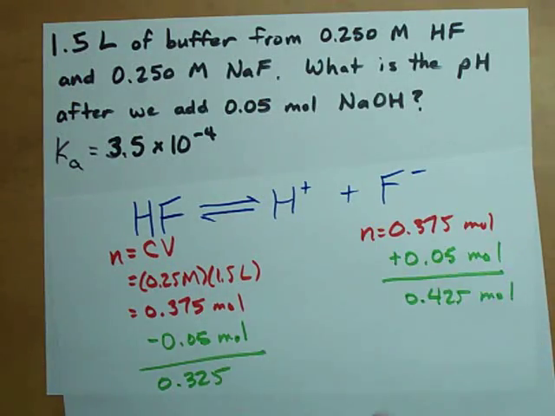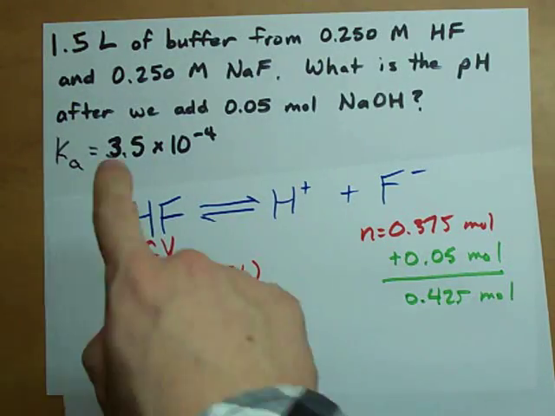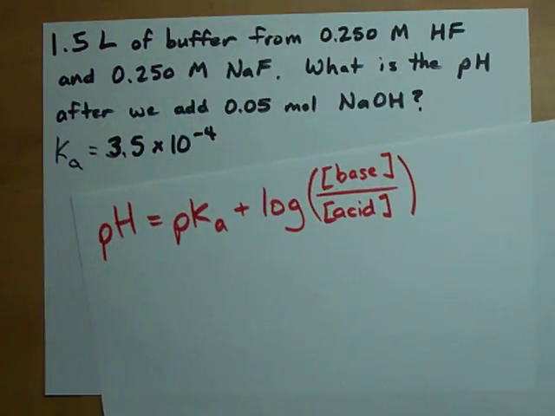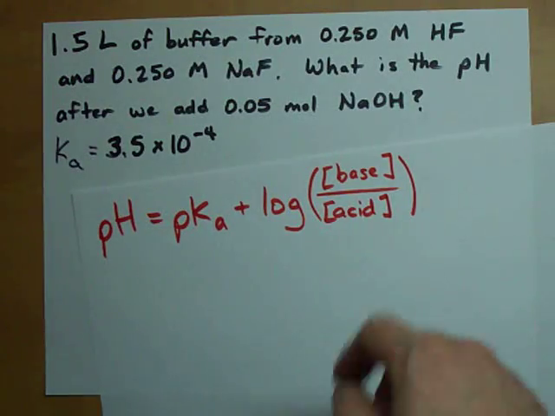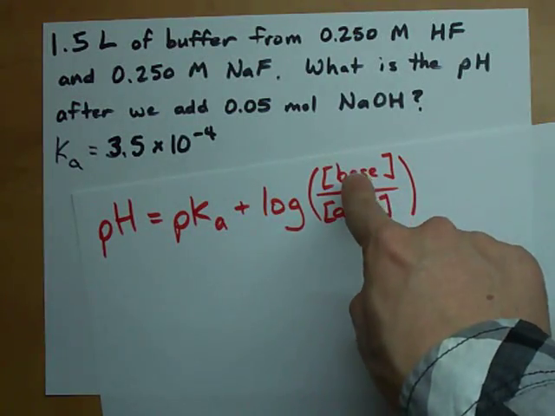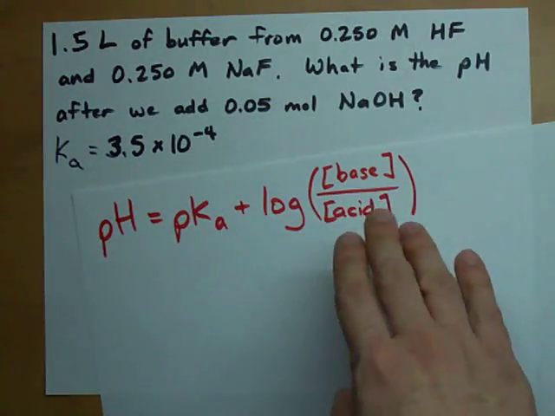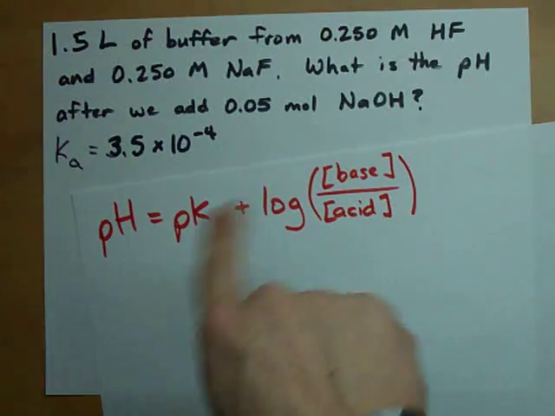Well, you have two options. The first is to do an ICE table with your Ka that's given for hydrofluoric acid and this stuff here. But because it's a buffer, there's also a shortcut. And that shortcut is the Henderson-Hasselbalch equation, where if you're given the Ka or pKa of the acid, and then the amounts of acid and conjugate base, these can be concentrations or technically numbers of moles. Don't tell anyone I told you that, but you can plug moles in here. You can actually just solve directly for the pH.